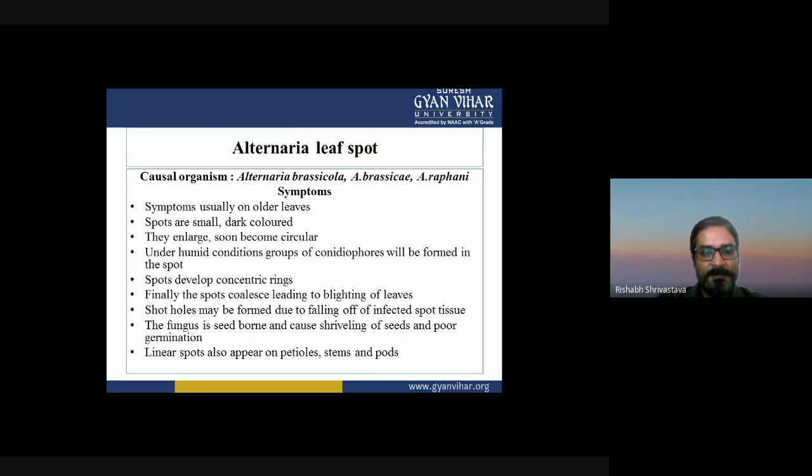Shot holes may be formed due to falling off of infected spot tissue. The fungus is seed-borne and causes shriveling of seeds and poor germination. Linear spots also appear on petioles, stems, and pods.